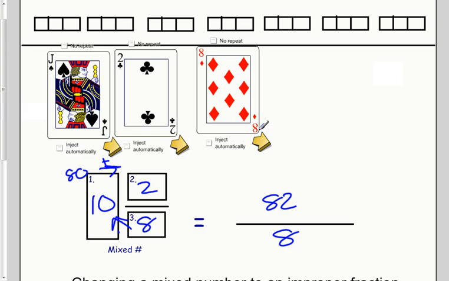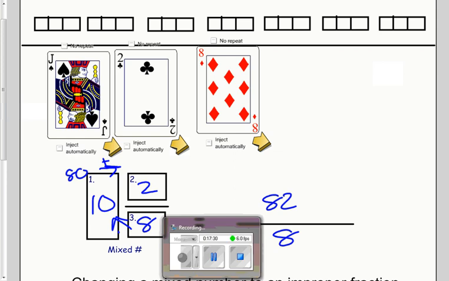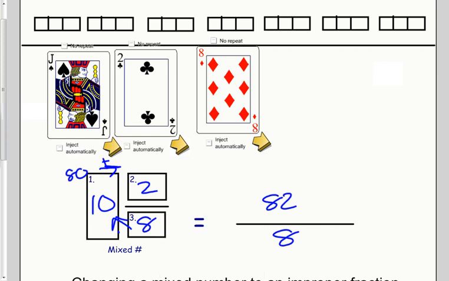All right, so you can go ahead and keep working on this in your packet. We will also play a bingo game in class later on to practice mixed numbers and improper fractions. So good luck with this, and I will attach some short review videos in case you need them.